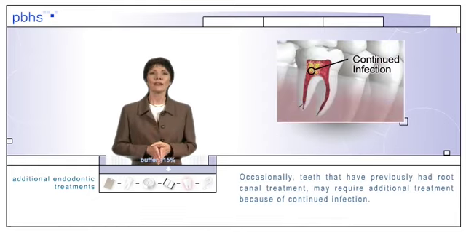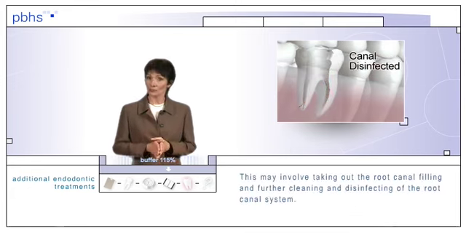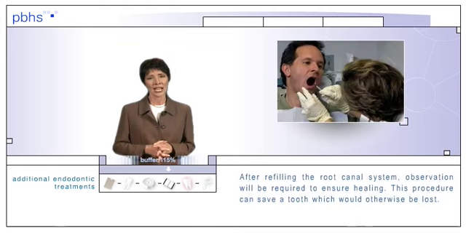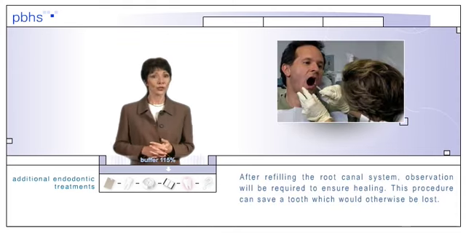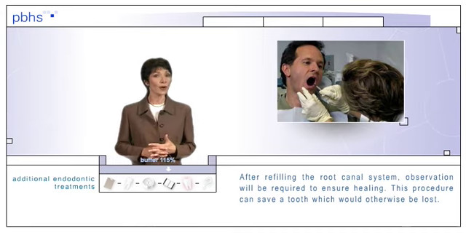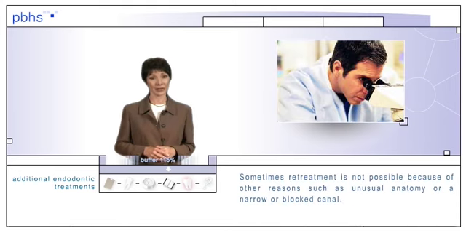Occasionally, teeth that have previously had root canal treatment may require additional treatment because of continued infection, which may involve taking out the root canal filling and further cleaning and disinfecting of the root canal system. After refilling the root canal system, further observation is required to ensure healing. This procedure can save a tooth which would otherwise be lost. However, if the tooth has a fracture in the crown that extends into the root structure of the tooth, the chance of success may be diminished.